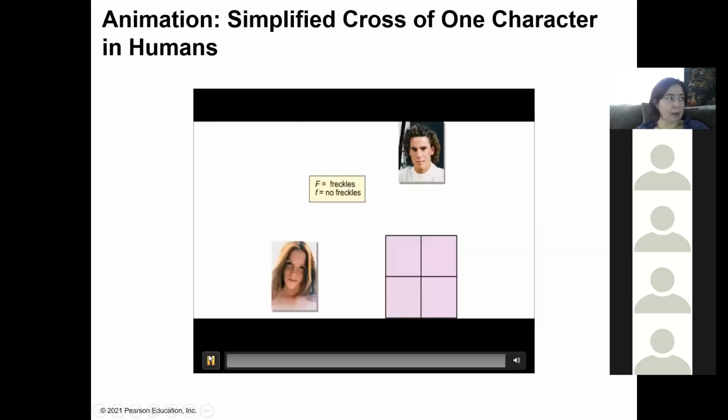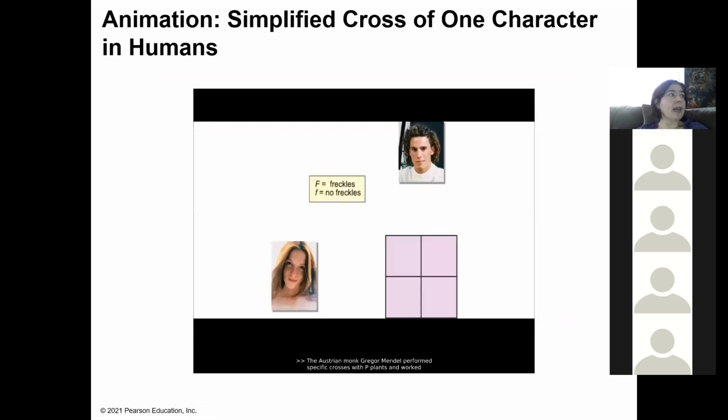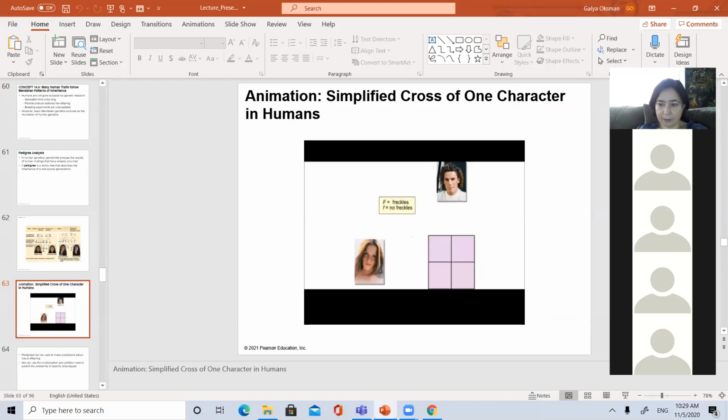So let's During the 19th century, the Austrian monk Gregor Mendel performed specific crosses with pea plants and worked out much of what we know today about the laws of heredity. just 1 second, guys.